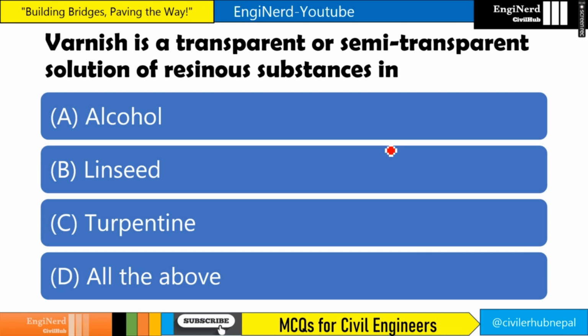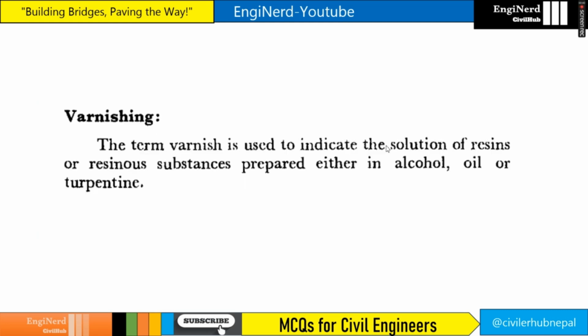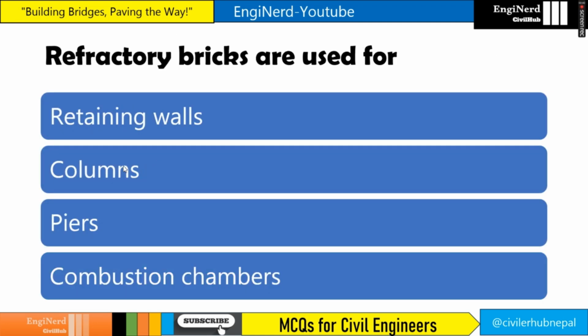Varnish is a transparent or semi-transparent solution of resinous substances in what? Alcohol, linseed and turpentine, all of the above. All of the above is the answer. If you see here, varnish is used to indicate a solution of resins or resinous substances prepared either in alcohol, oil or turpentine, right?